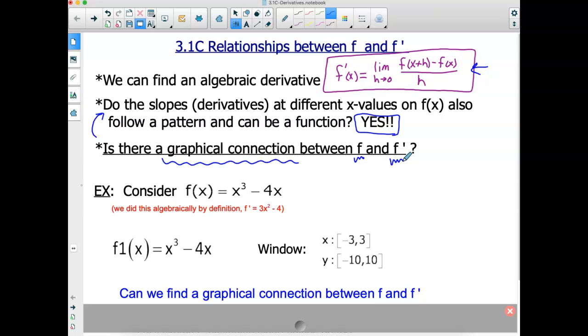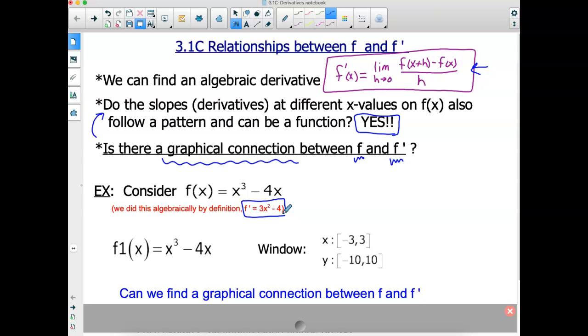So what we're going to do is consider a function, f of x equals x cubed minus 4x. We did this algebraically by the derivative, and we found the algebraic derivative was f prime of x equals 3x squared minus 4. That other parenthesis doesn't need to be on there.